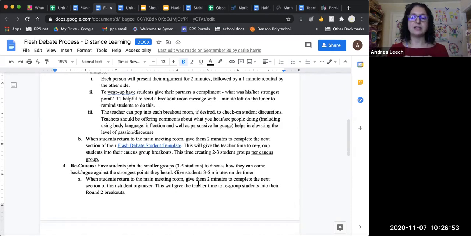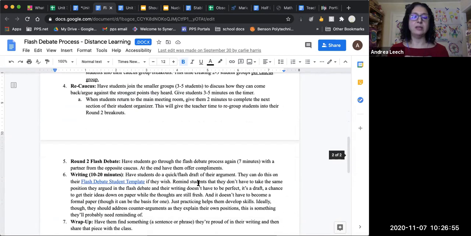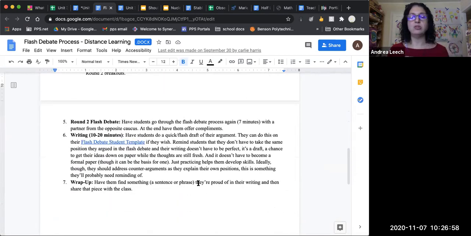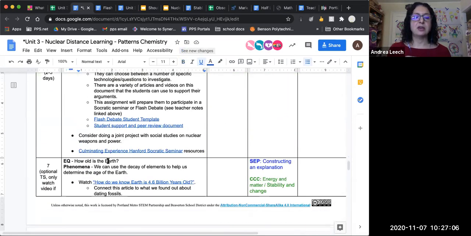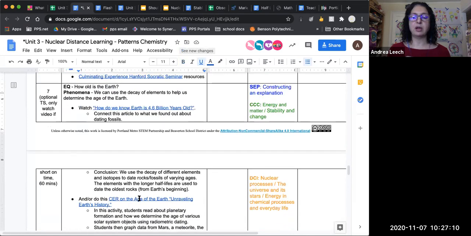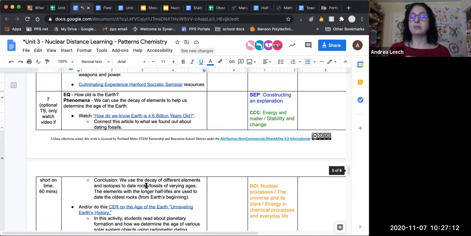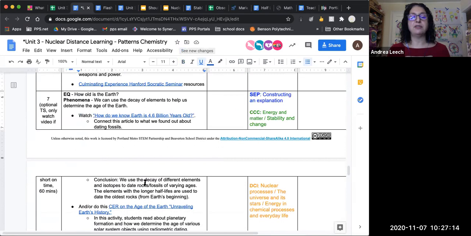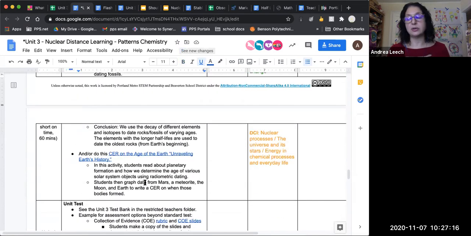Then we come back into the larger group and talk about how that went, and they get a chance to write up. I usually have them do the debate in the live session and the write-up in the asynchronous session. After that, there is the activity, how old is the Earth? This is basically watching a video and reading the article. It's an optional idea if you want to put in an asynchronous day.